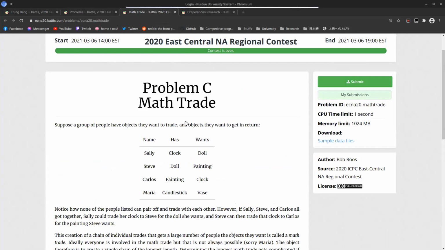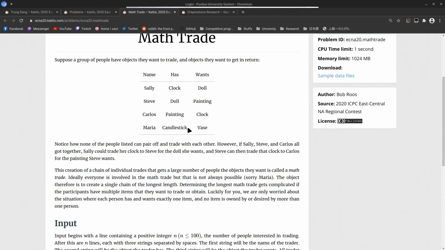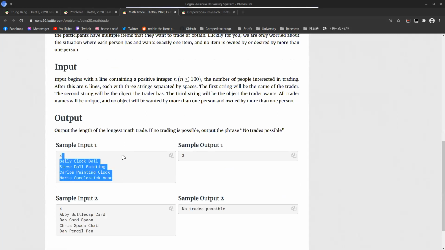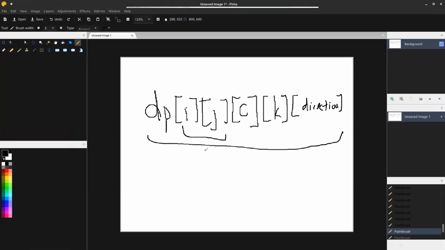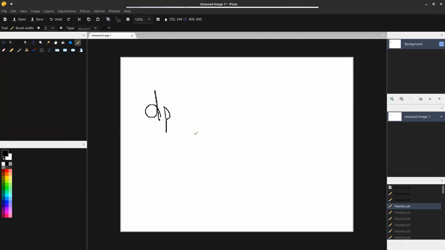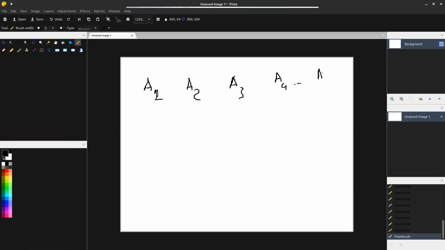For C, they give you some people that join a trading community, and each person has an item that they have and an item that they want. They define a trading line to be some list of people A1, A2, A3, A4, and so on up to AK, such that A1 has the item that A2 wants, A2 has the item that A3 wants, A3 has the item that A4 wants, and so on. AK minus 1 has the item that AK wants, and AK has the item that A1 wants.